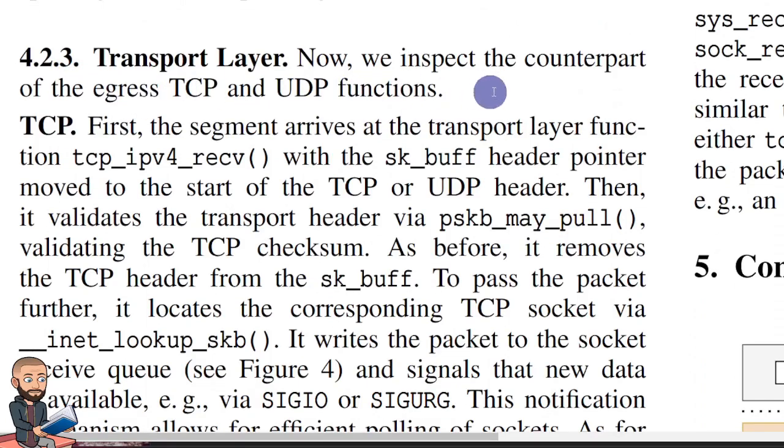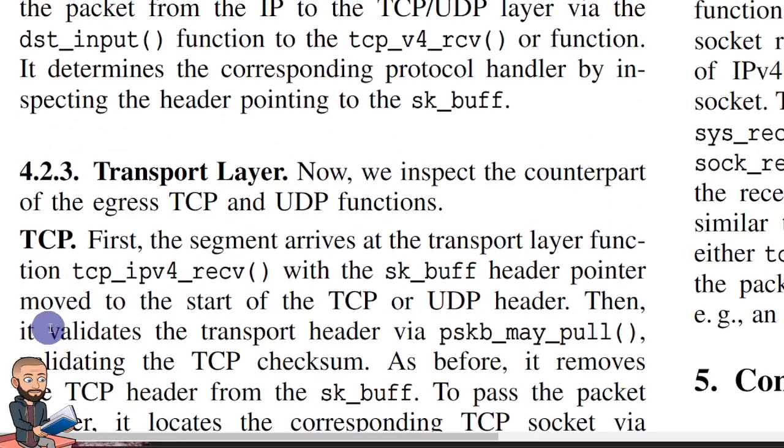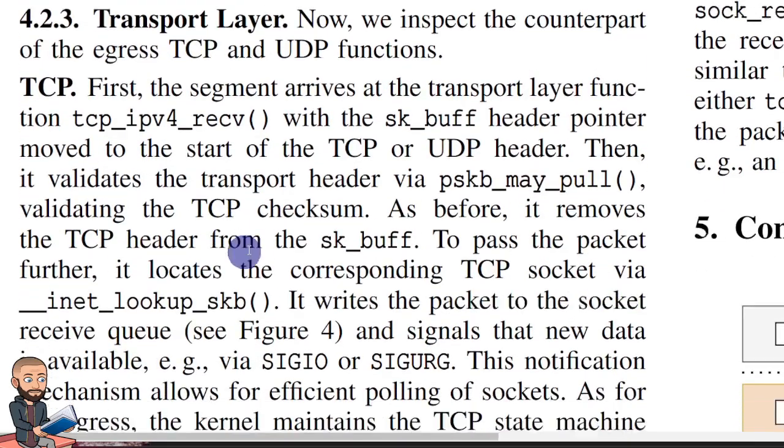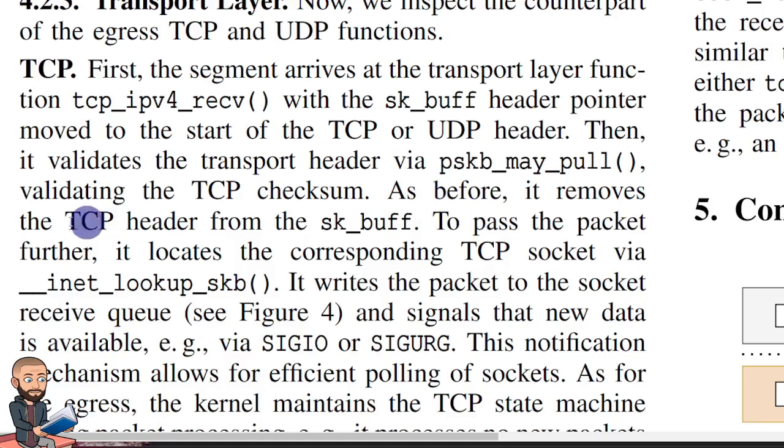Transport layer. Now we inspect the counterpart of the egress TCP and UDP functions, starting with TCP. First, the segment arrives at the transport layer function TCP IPv4 receive with the SK buff header pointer moved to the start of the TCP or UDP header. Then it validates the transport header via PSKB may pull, validating the TCP checksum. As before, it removes the TCP header from the SK buff.